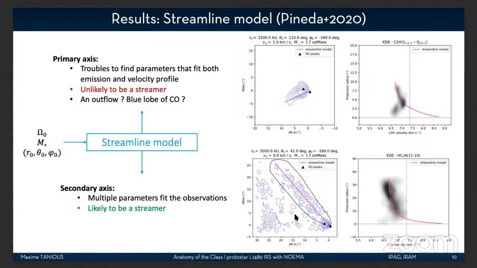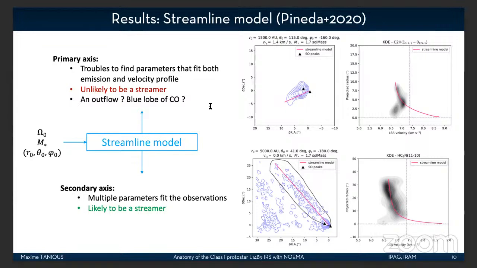So on the first column, the contours are the emissions that we see in our observation. In pink, you have the best-fit trajectory that we find with the model. And in the second column, you have in the background an estimation of the velocity profile from the observation, and in pink, also the velocity profile estimated from the model. And so what we saw is that along the primary axis, we had trouble finding parameters that fit both the emission and the velocity profile, and therefore we concluded that it's unlikely to be a streamer.